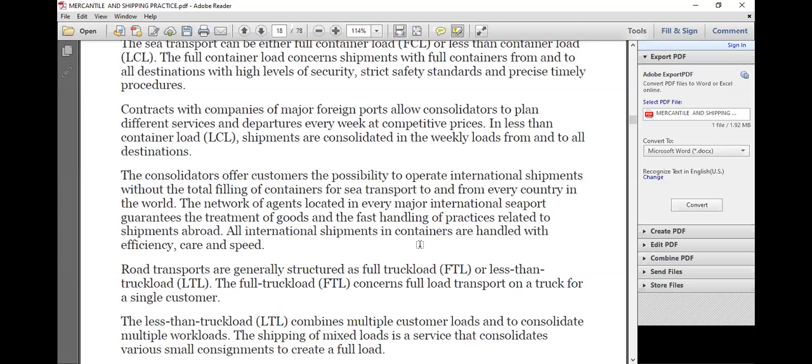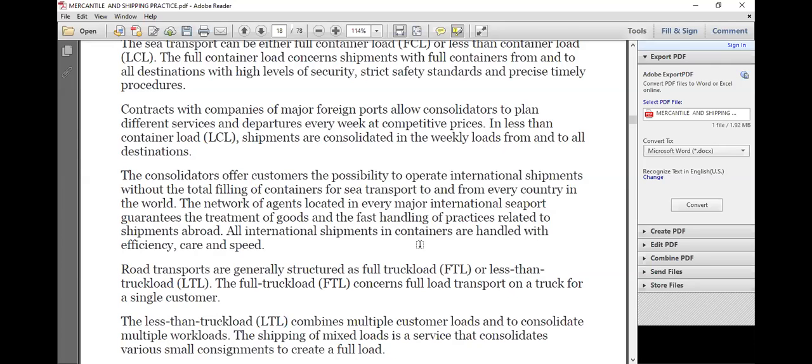So their role is to help the SMEs who also want to participate in international trade. The consolidators are there for them. We just bring what you have, put it together with what another person has, and then the two will be shipped as a whole. The network of agents located in every major international seaport guarantees the treatment of goods and fast handling of the practices relating to shipment abroad. So all international shipments in containers are handled with efficiency, care, and speed.